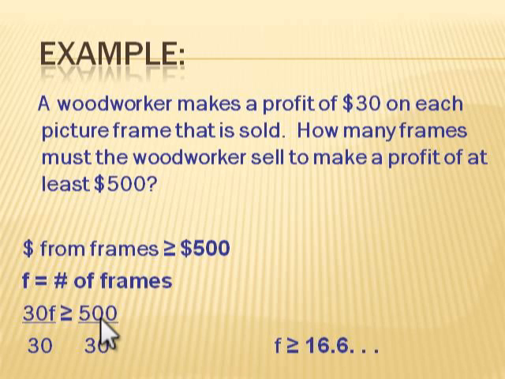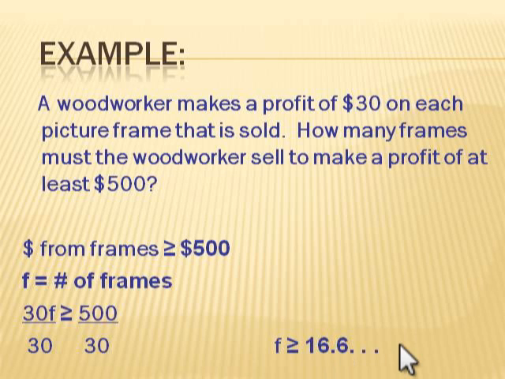Now we have no negative numbers on this, so we don't have to worry in any way, shape, or form about switching an inequality sign. We are going to divide by 30. That's our inverse operation, is division. And here is where we get an answer of 16.6 repeating.